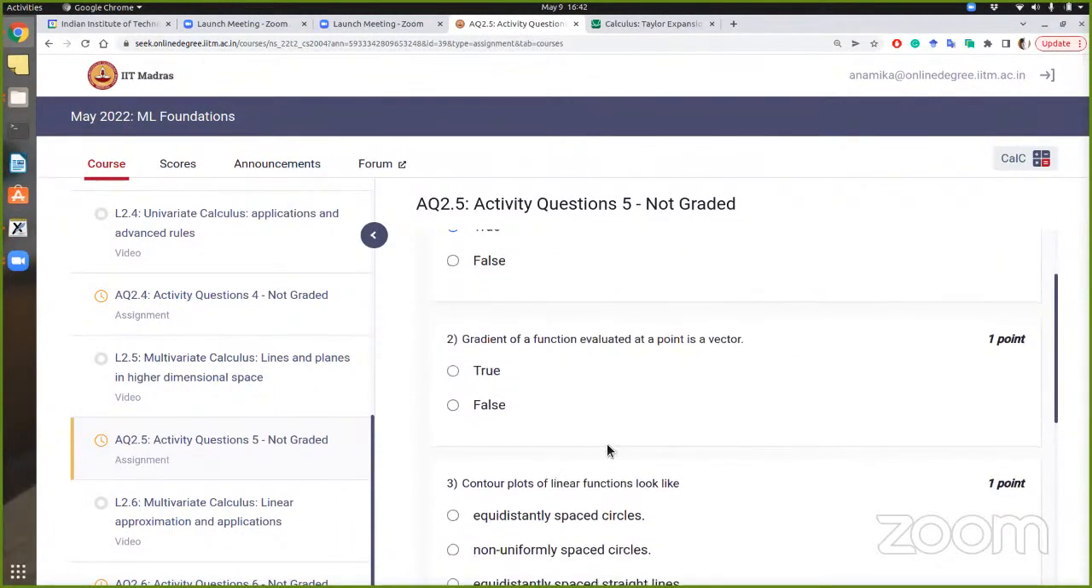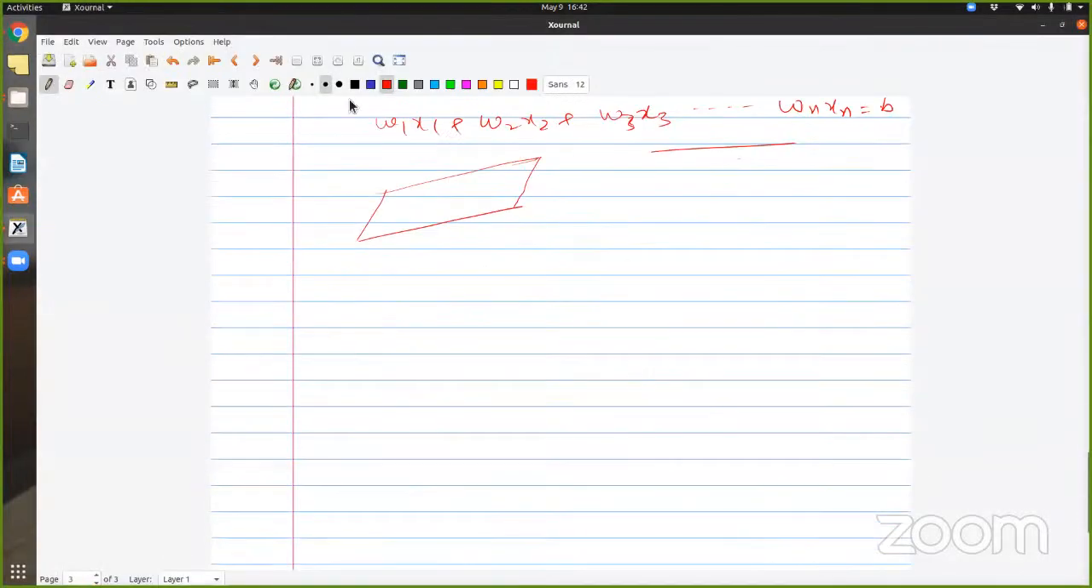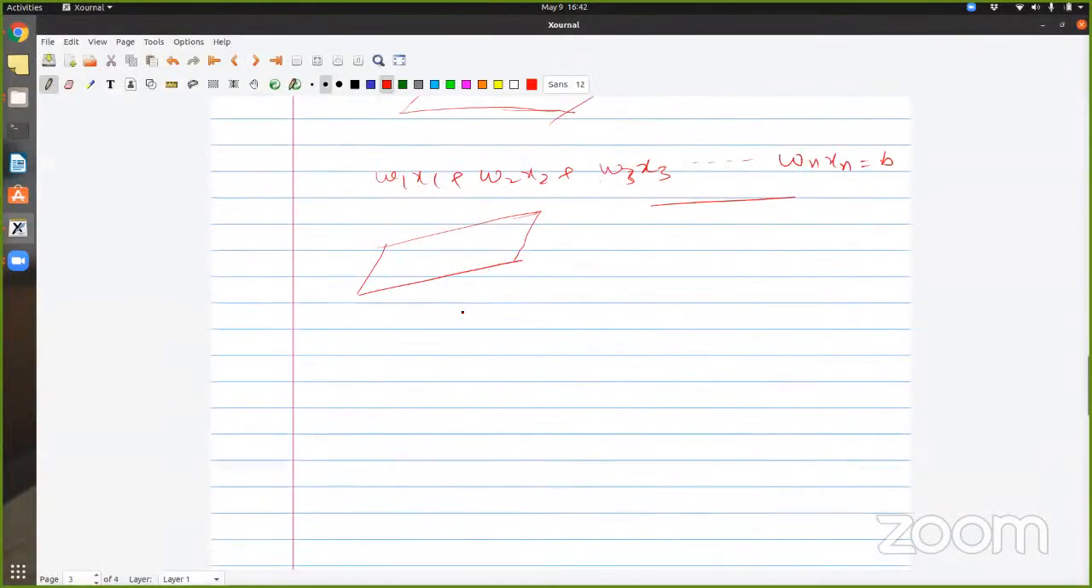Next: the gradient of a function is a vector. Is this true? What is a gradient? It is a partial derivative. So what is the difference between gradient and partial derivative? The gradient is a vector of partial derivatives. So please know the terminology. The whole vector is called the gradient.